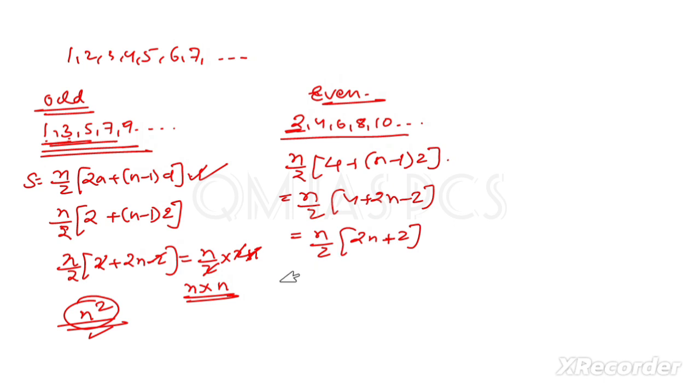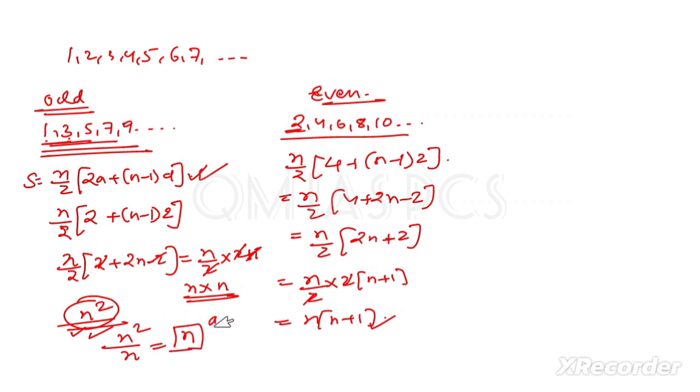Okay, here you can take 2 as a common, so n by 2 multiplied by 2 as a common, n plus 1, so 2 will be cancelled out, so we will have n plus 1. Now if it is asked about the average value of odd number, if it is asked about the average value of even number, so what will happen? So for average we will write n square by n, so n will be cancelled out, we will have only n. So this is our average value.